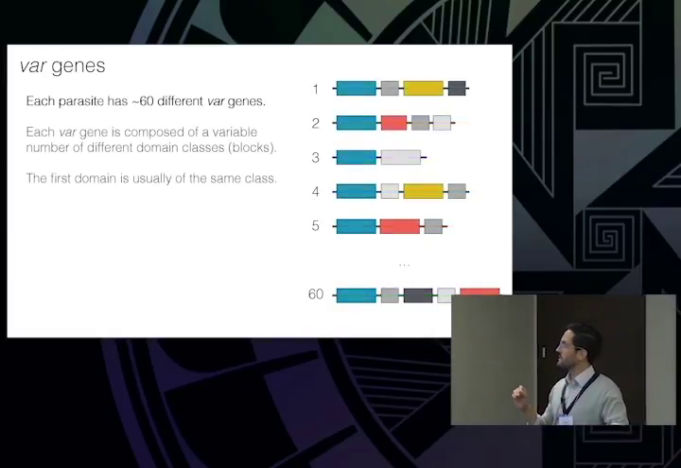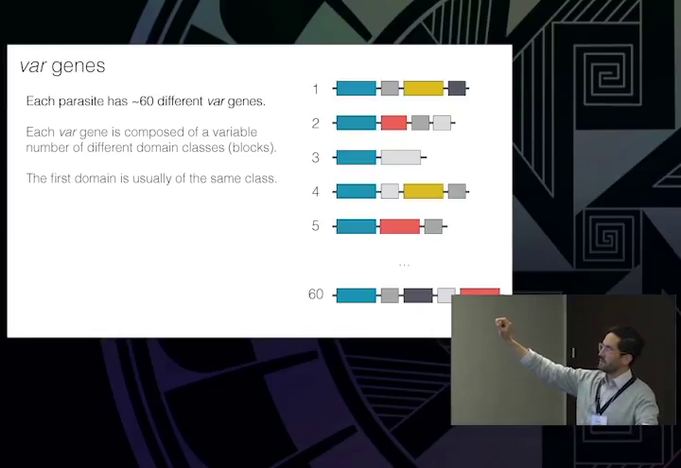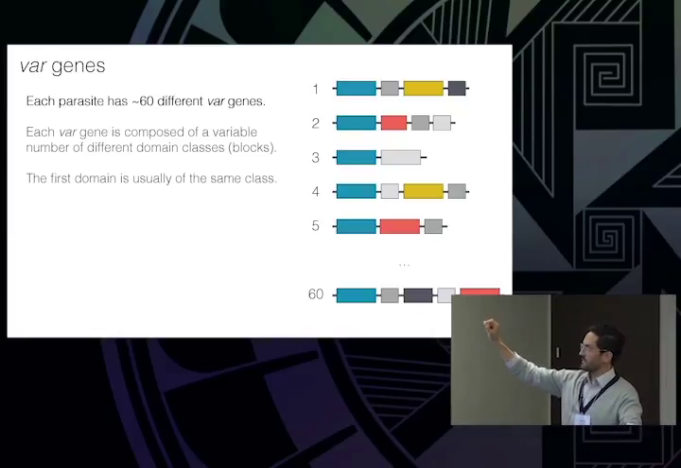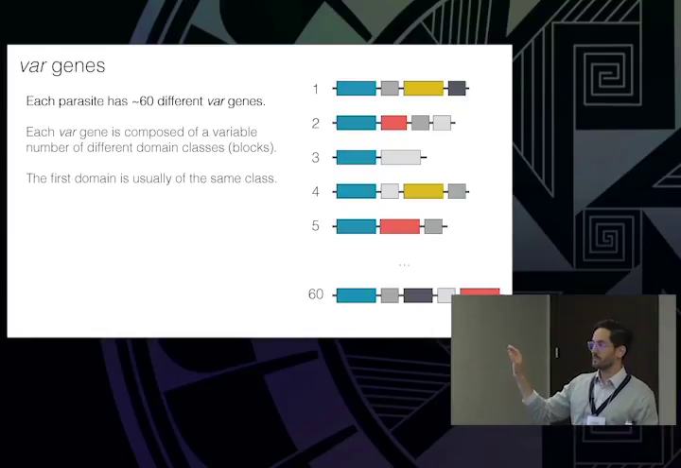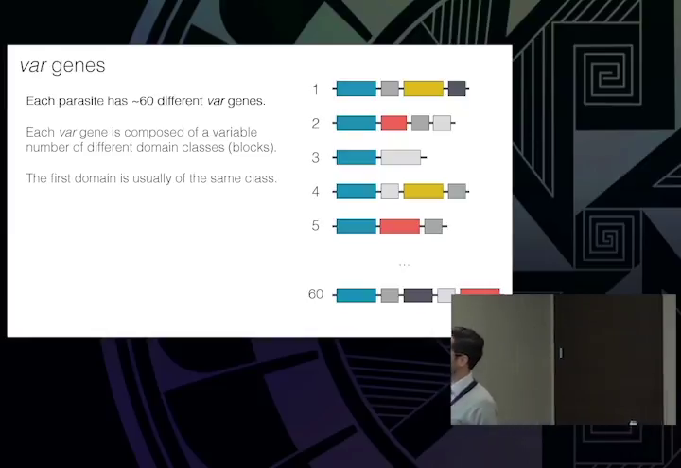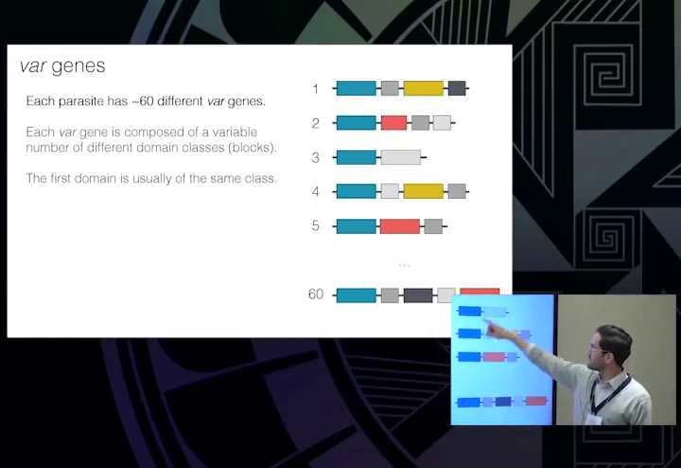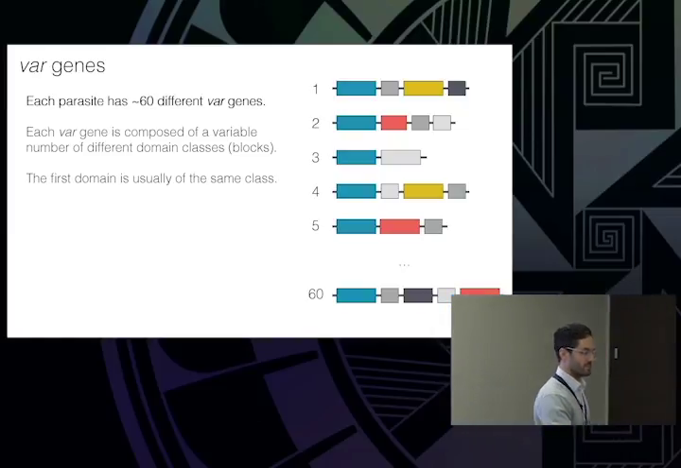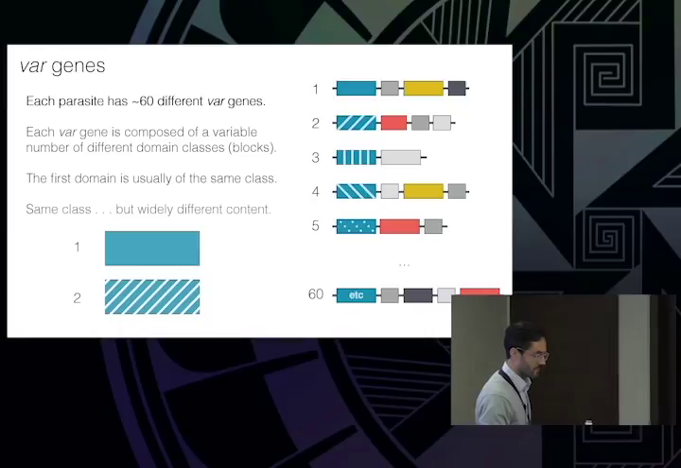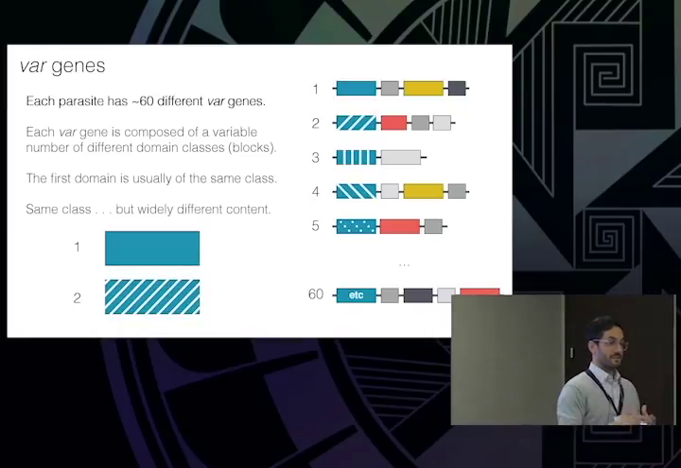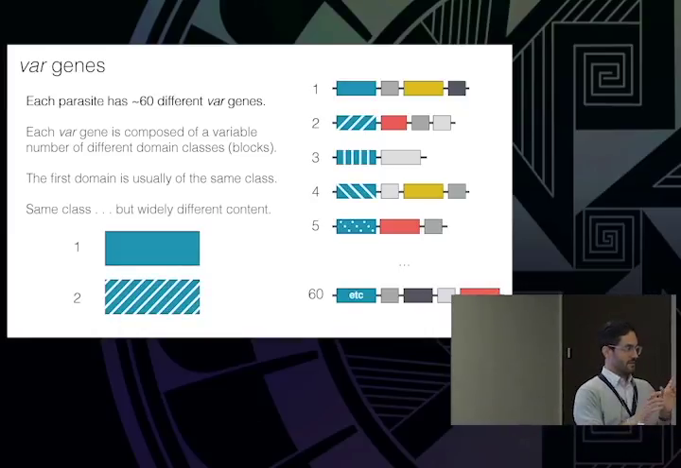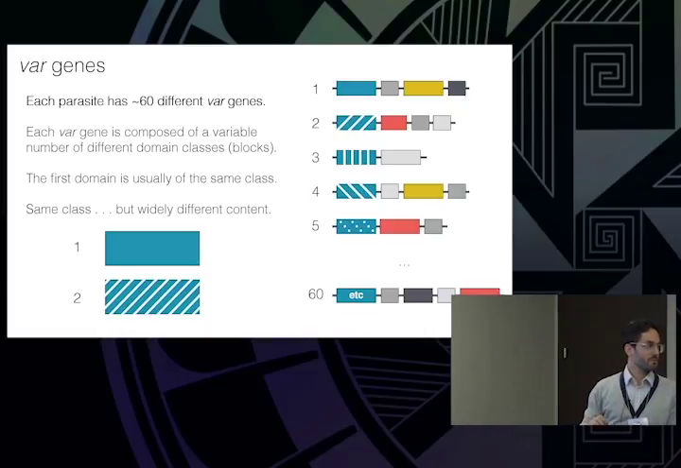Actually, each VAR gene is composed of a variable number of domain classes or blocks, and I've colored those different classes accordingly, and we have a various mixture of different blocks from each of these genes. I'll point out that the first domain is usually of the same class, and that's why I've colored all the first ones. Same class in a statistical sense, but still in the genetic sense, widely different content. So I'm representing that in the picture by different patterns on the blue blocks.